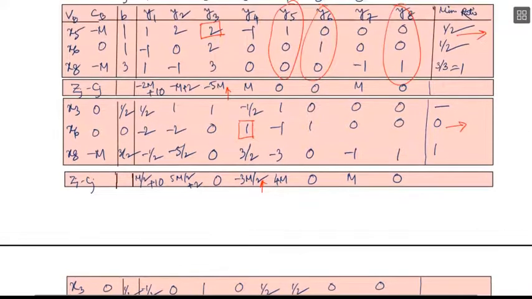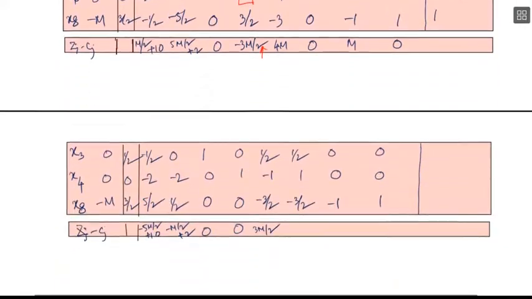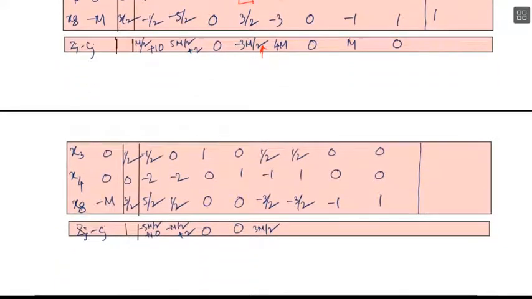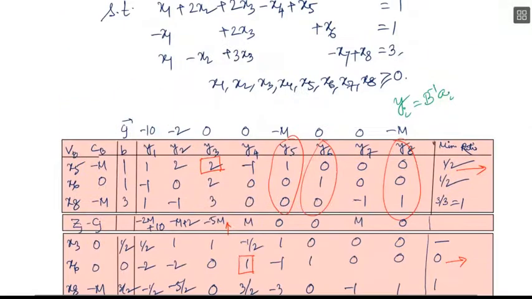The next will be 3M by 2 plus M, that is 5M by 2. Next will be 0, sorry, it will be M, and the last one will be 0. Here also we see that there are again two negative Zj minus Cj's, and between them the first one is the most negative since its coefficient is larger.